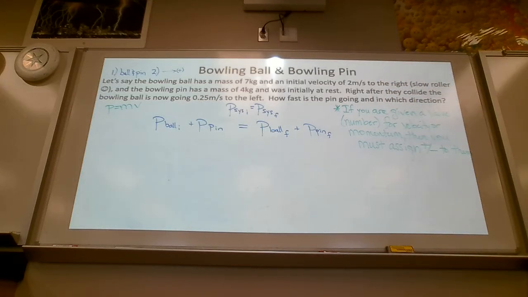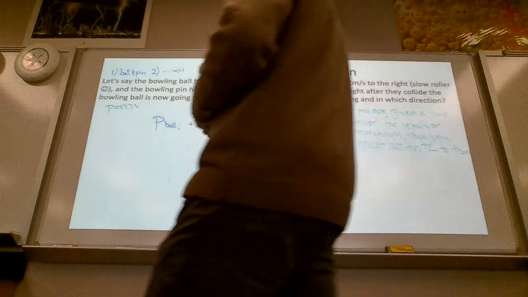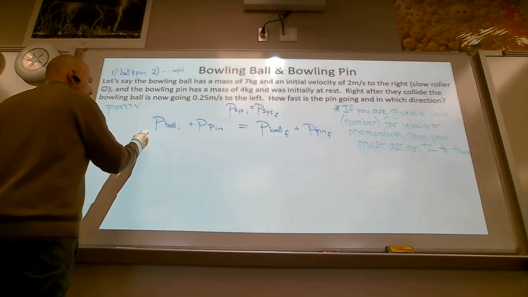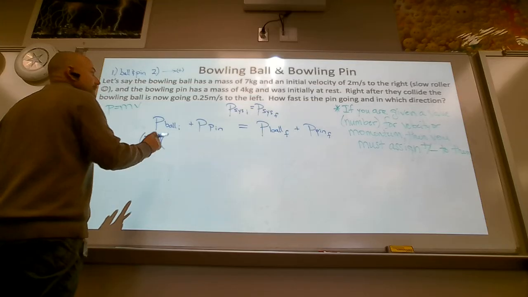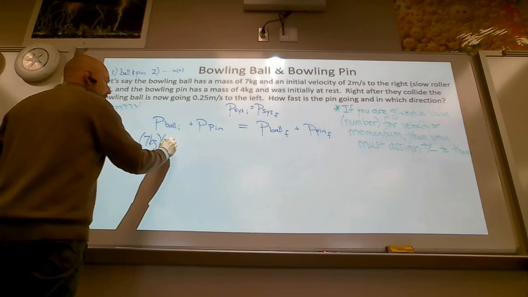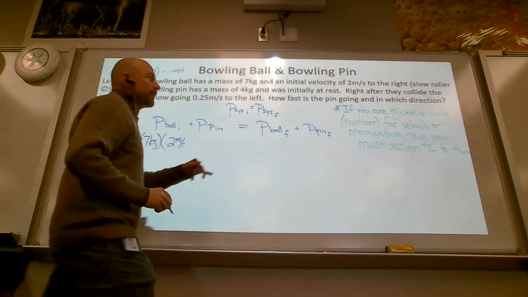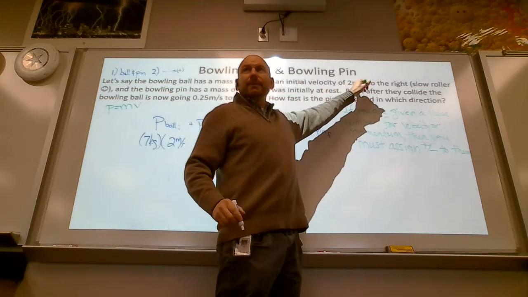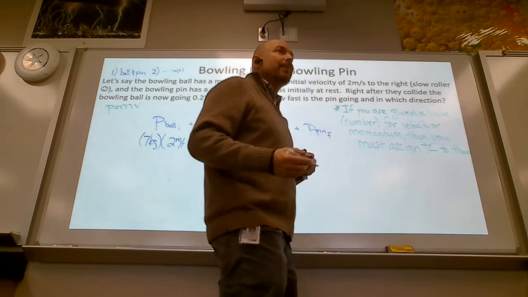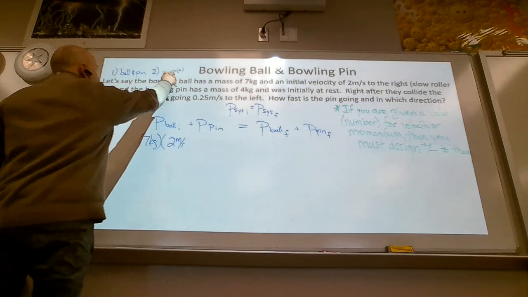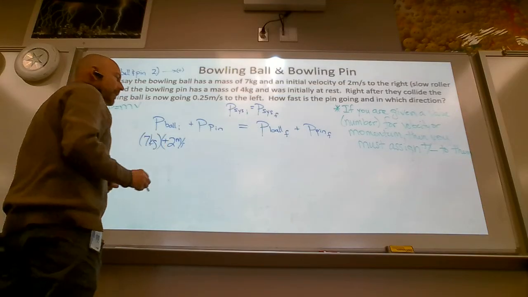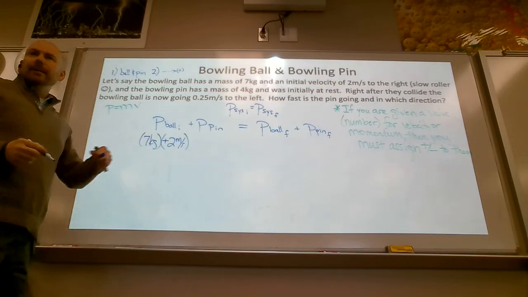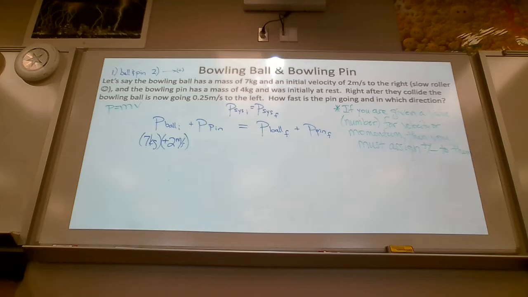To show you what I mean by that: the bowling ball has a mass of 7 kilograms and an initial velocity of 2 meters per second. So 2 meters per second, that is a value, that's a number I've been given. That's a velocity or momentum. I need to assign a positive or negative sign to that based upon what I said was positive and negative. So it's to the right, so that's positive. Now, technically, you don't have to stick that in there. I'm just trying to teach you.